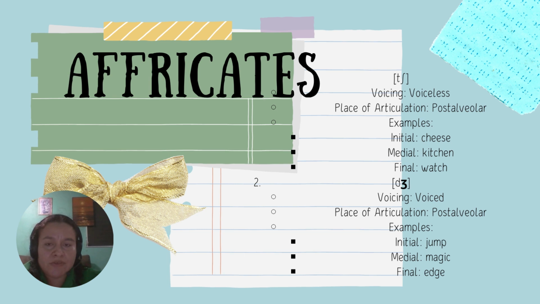Now, based on the manner of articulation, affricates, we have the consonant ch, which is voiceless. The place of articulation is palatal. In the initial we have cheese. Okay, medial we have kitchen. Okay, in the final, watch.